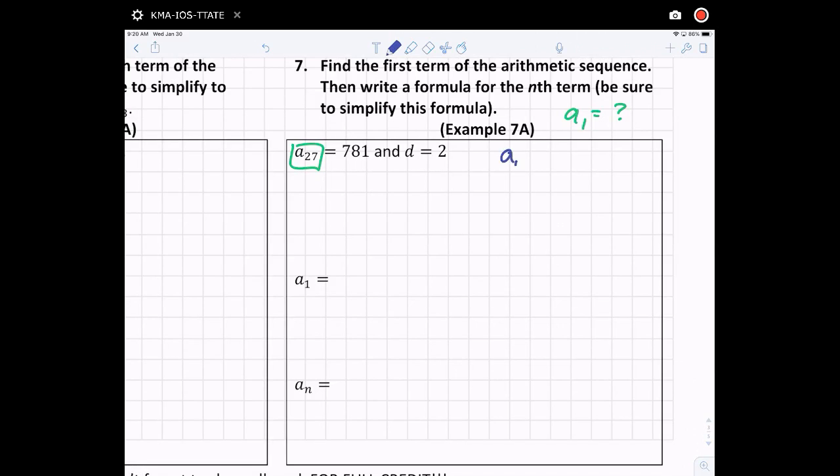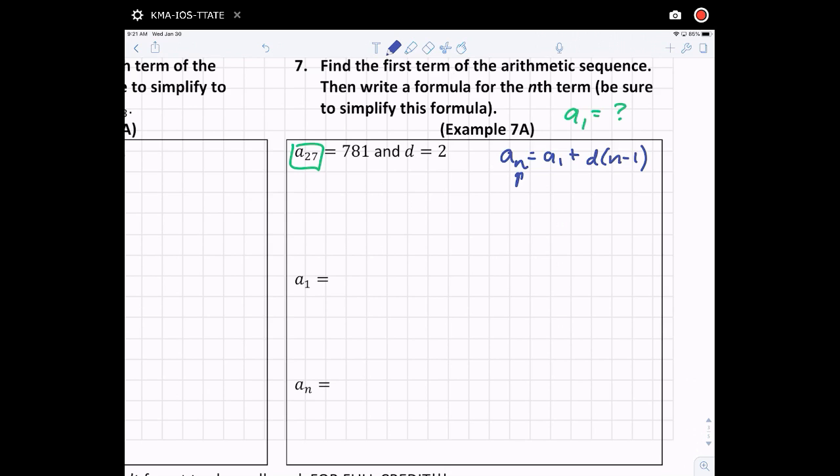A sub n is equal to a sub 1 plus n minus 1 times d. And sometimes you might see the d written first. Does that confuse you if I write it switched or swapped? Okay. But remember that n stands for any number. So could it stand for 27? Sure, why not?